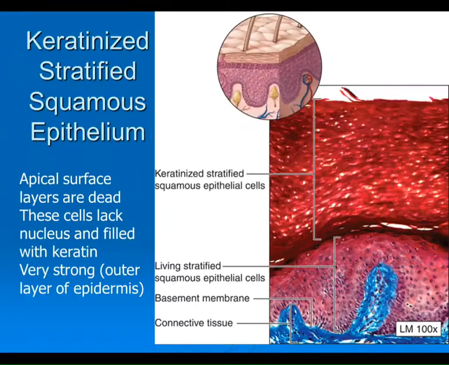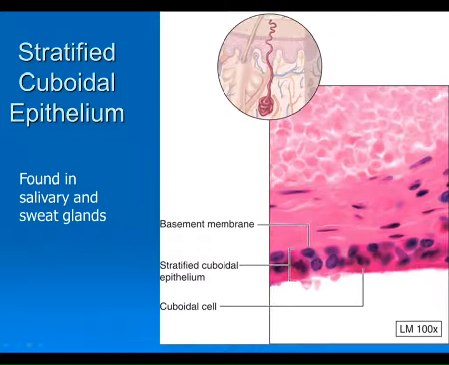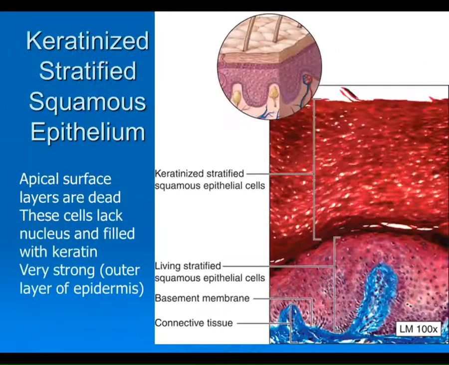I should go back and remind you that the key is this. When looking at a stratified epithelium, you always look at the shape of the cells at the apical surface. So this is a stratified squamous because at the apical surface those cells are flat.